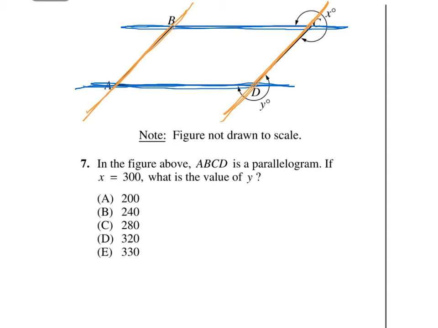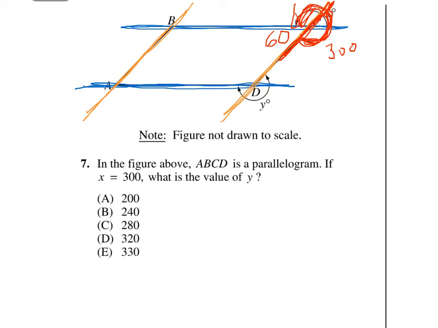On to the problem. We've got a parallelogram. If x is 300, what is the value of y? So, just like the fact that when we have a line, this is 180. When we have a full circle, we have 360. So if part ways around is 300, then what's left is 60.